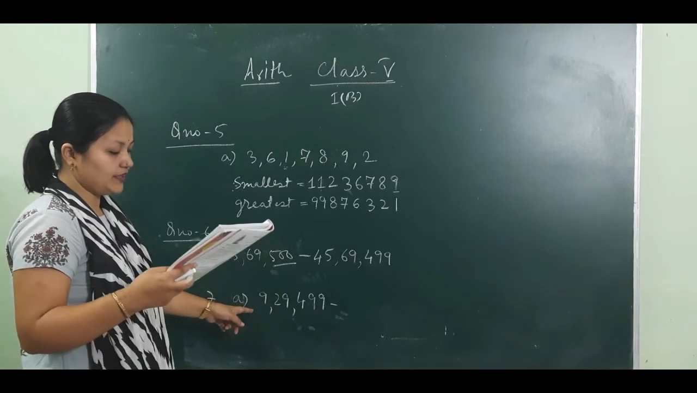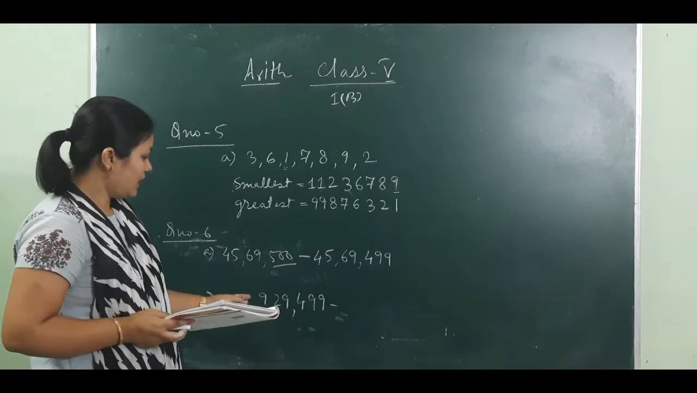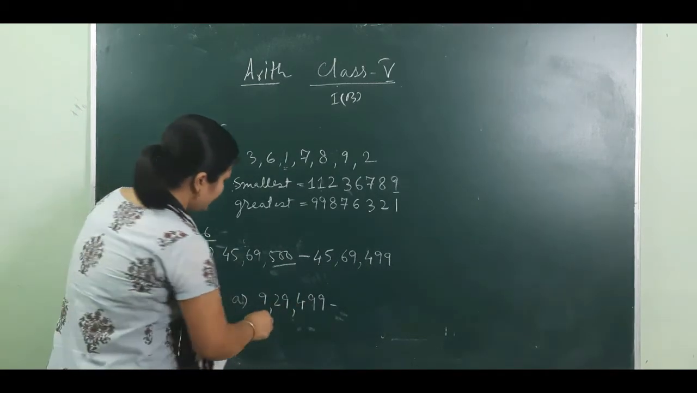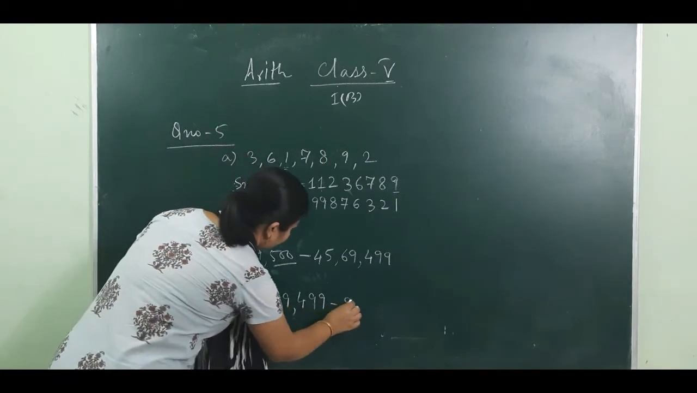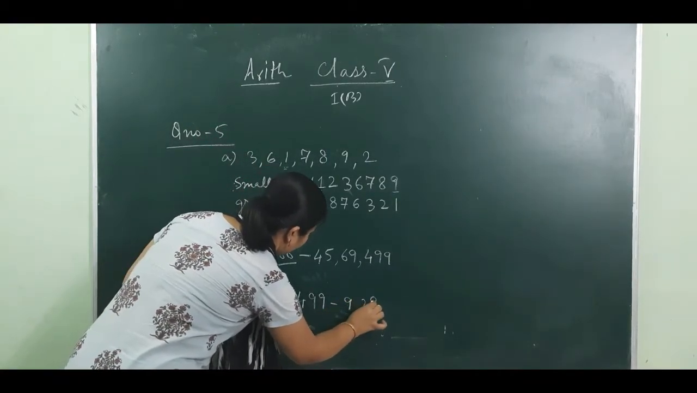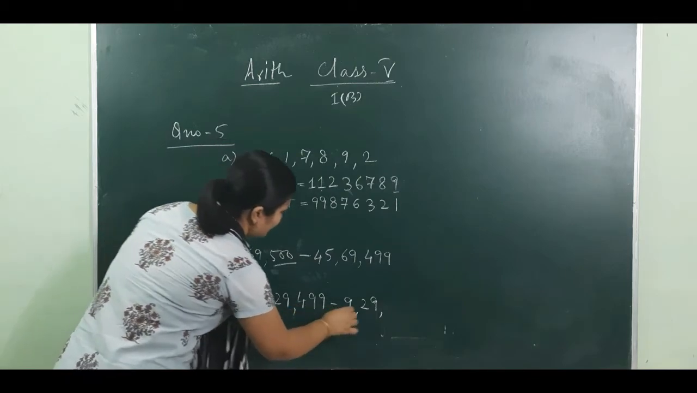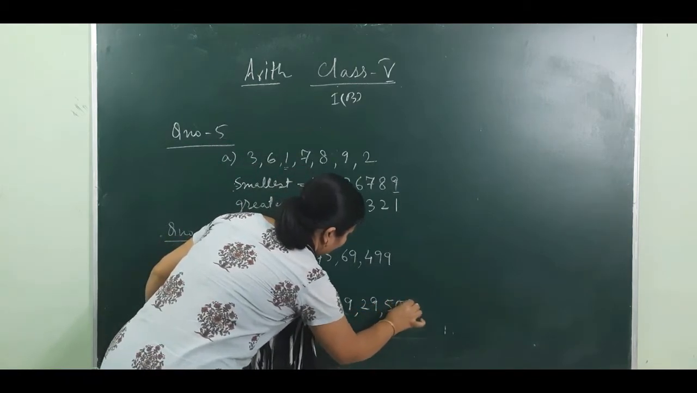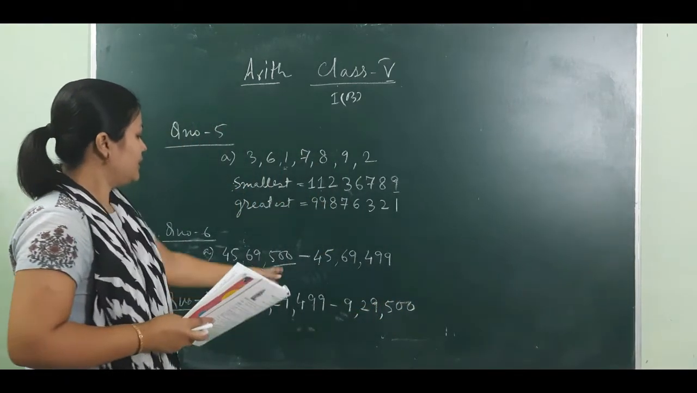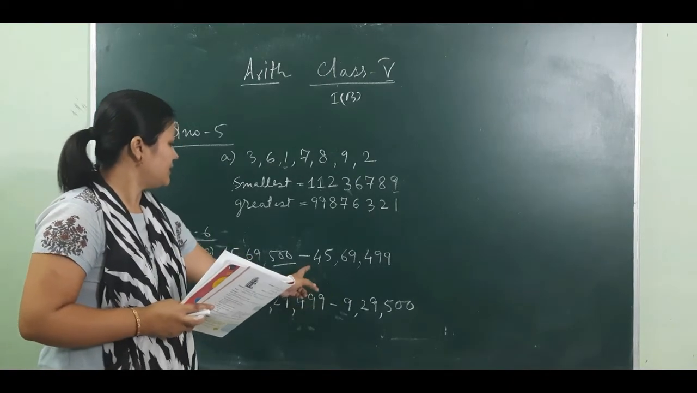And question number 7 is give the number after. After this, what will come? After 499 we have 500. So this will be like this. This is the after, this is the before.